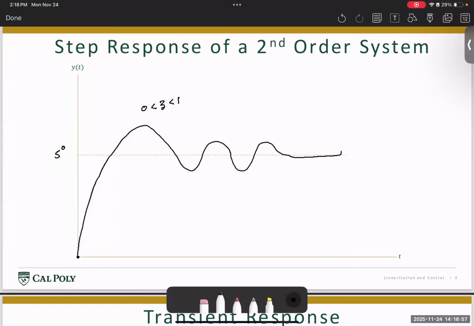Now, if we choose zeta equal to 1, then the system becomes critically damped. In this case, as you provide the control input, the state of the aircraft ends up going like this, where zeta is equal to 1. Such a system is called critically damped. Here we no longer see oscillations within the system. In other words, the aircraft state will never go more than 5 degrees of pitch. It'll smoothly transition from 0 degree pitch to 5 degree pitch.